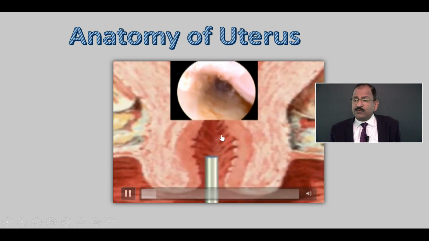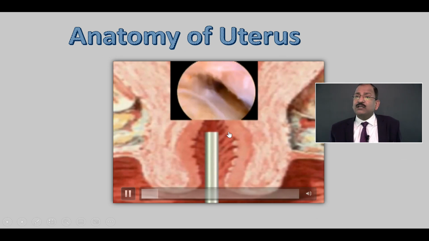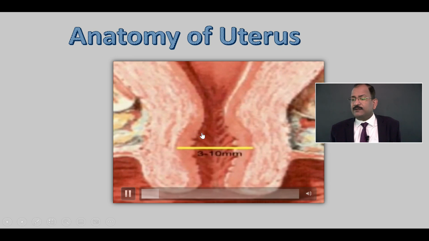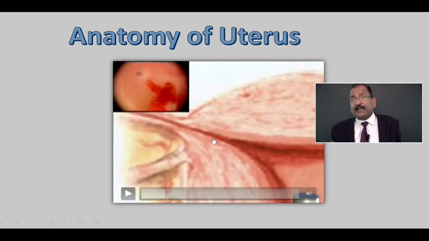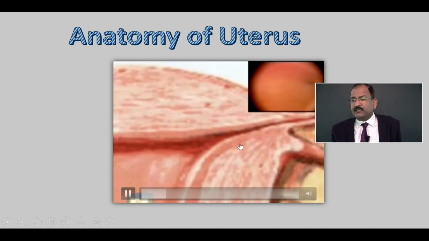With the 0 degree telescope, once you enter at the level of the internal os, in most normal uteruses you can see both the ostia together. This is the normal 3 to 10 millimeter; in the middle it will be the diameter of the cervical canal. With the 0 degree, both the ostia will be visible. With the 30 degree, both the ostia will never be visible, because either you will see right or you will see left, and you have to rotate to the other side to see the other. So this is the ostia which is visible, and then you go to the other side.